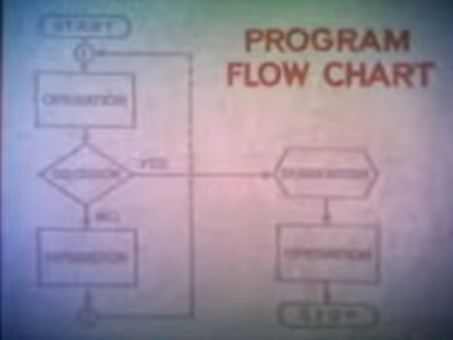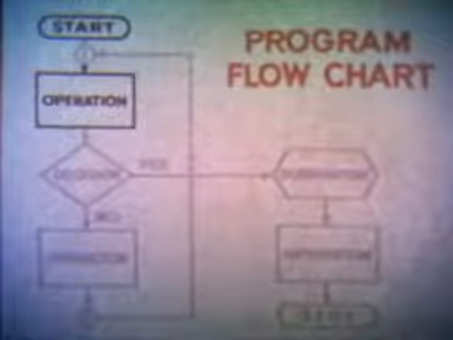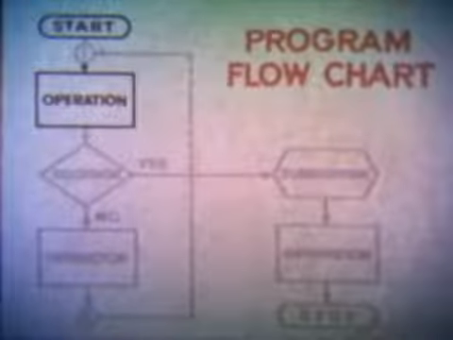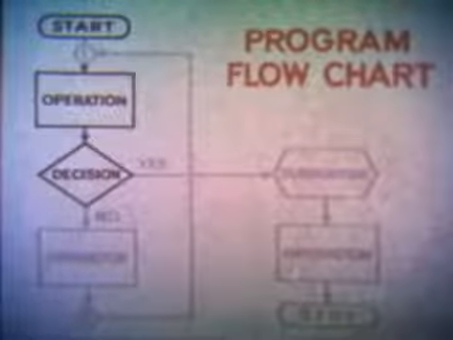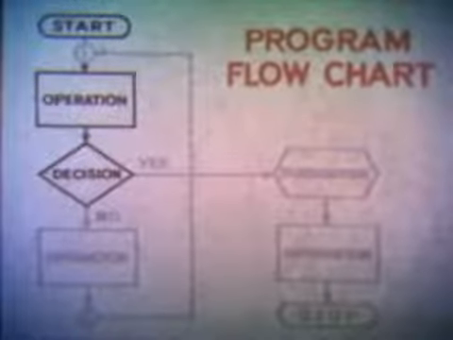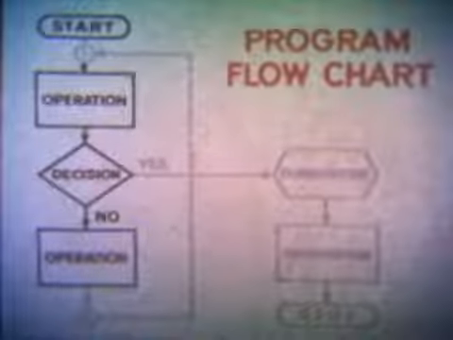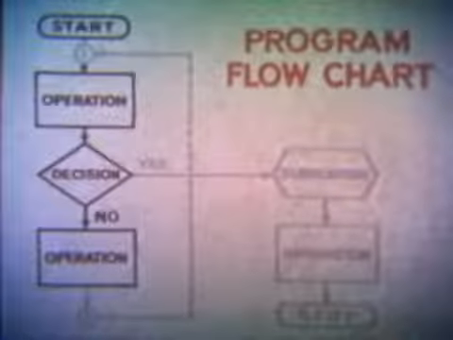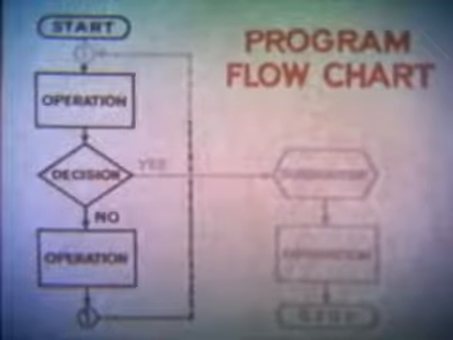This is a very simple example of a program flow chart. After start, an operation is to be performed, such as adding two numbers, for example. On the basis of the result, a decision is to be made, such as determining whether the sum is equal to or greater than some given value. If the answer is no, another operation is to be performed, such as taking another pair of numbers from storage and repeating the initial operation.